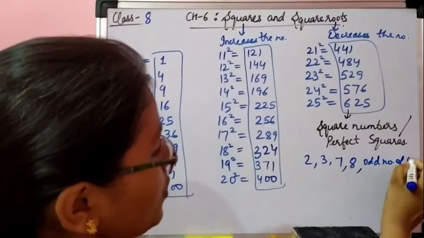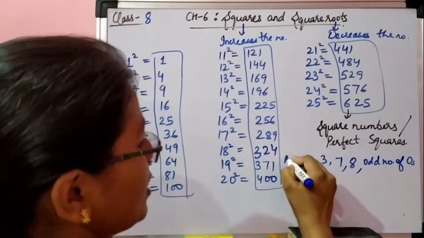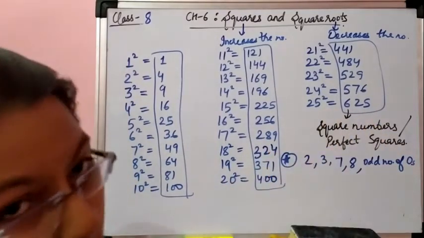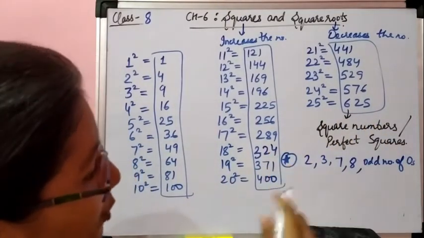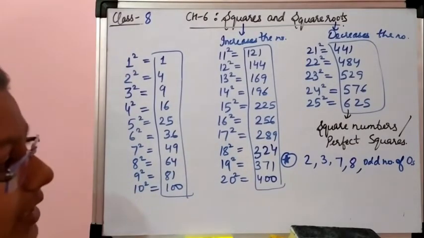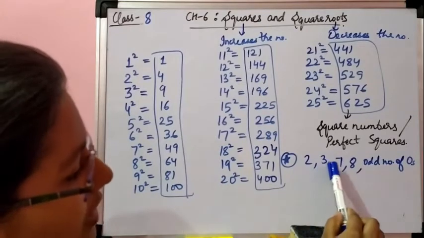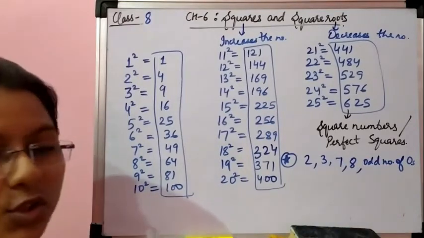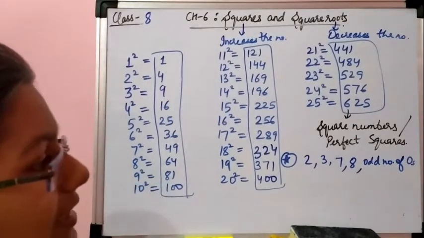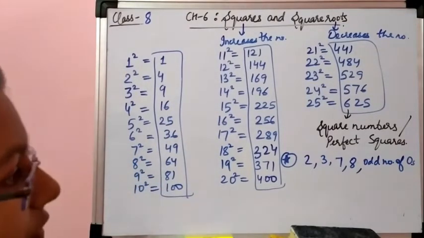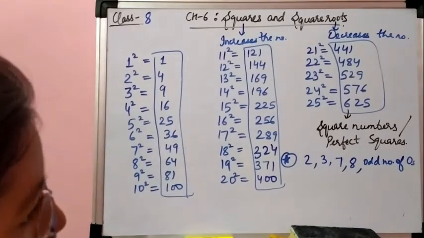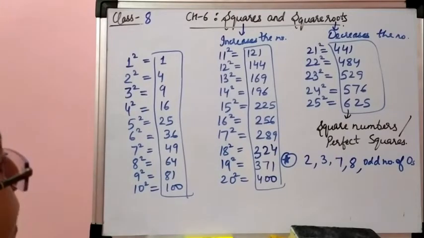So this is the first point, if I talk about the properties of square numbers. This is the first property: if any number has 2, 3, 7 or 8 at its unit place, or an odd number of zeros at its unit place, then the number is not a perfect square. Okay, and what else have you observed? At the end we will conclude all the properties.